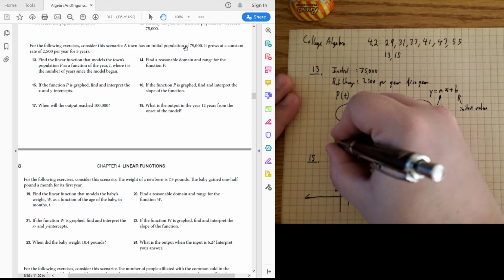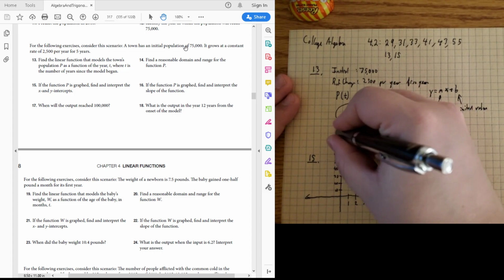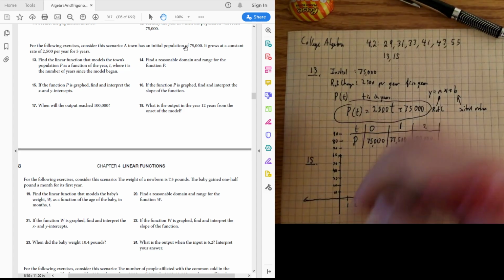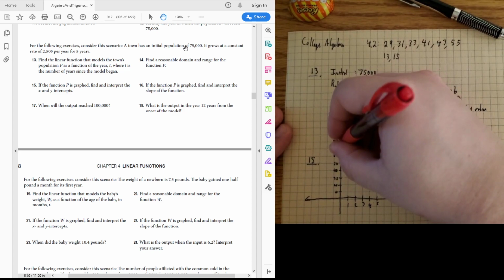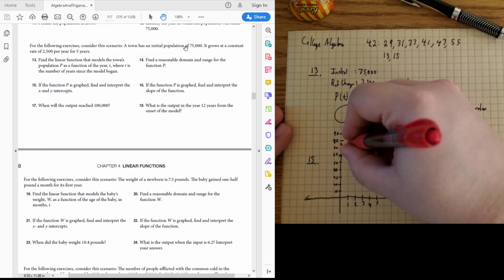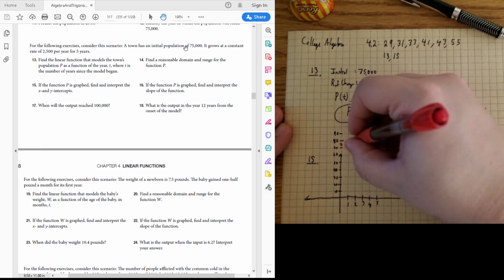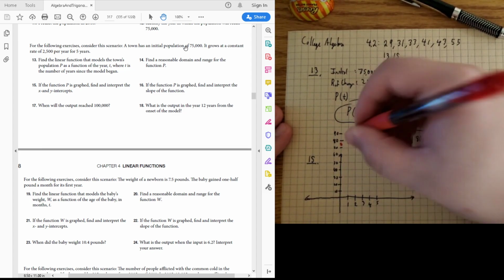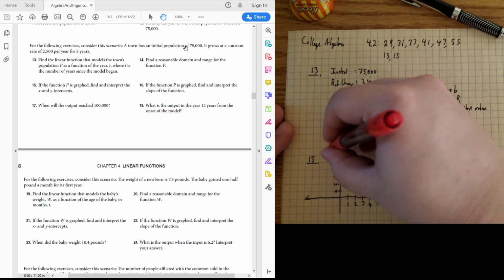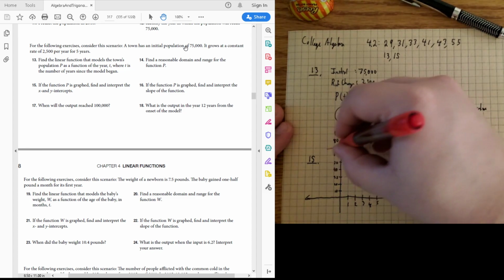Or just do it crazy and do it in a different color. Alright. So, when we're at 0, we are at 75,000, which is right here. At 1, we're at 77,500, which is right there. At 2, we're at 80,000. It's right there. And you can see how this is going to go up a little bit each time, giving me a rough function that looks kind of like this.